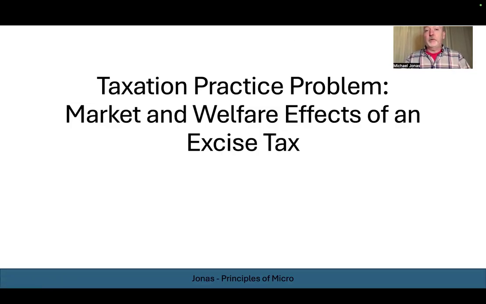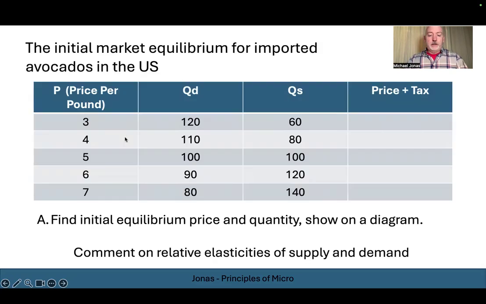All right, we're going to walk through a short little taxation practice problem here, showing the equilibrium effects and the welfare effects of an excise tax, in this case imposed with a legal incidence on the supplier of a good. So we'll have a little numerical example and walk through the diagrams as well.